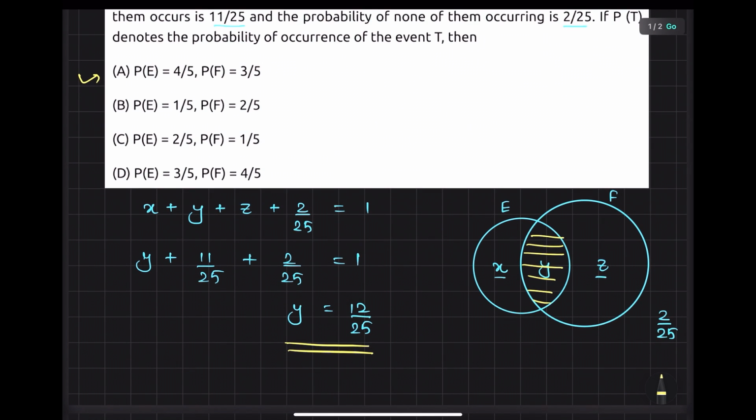Option B is 2 by 25. That's wrong. Option C is 2 by 25. That's wrong. Option D is 12 by 25. This means option D is also correct. So option C and option B are wrong.